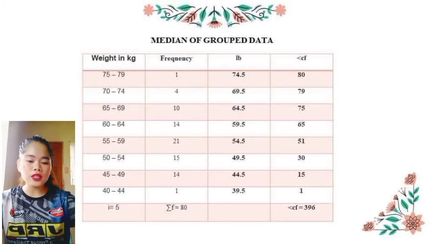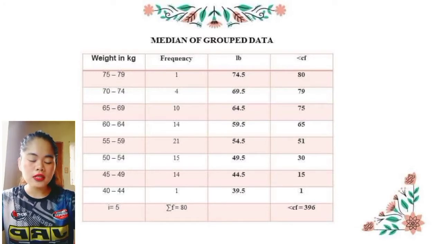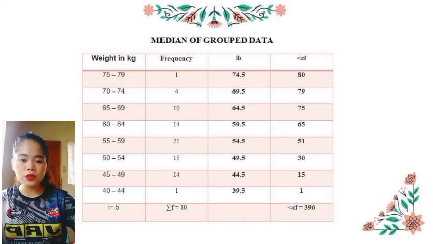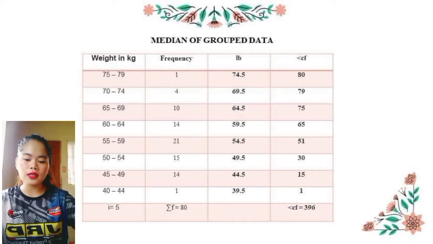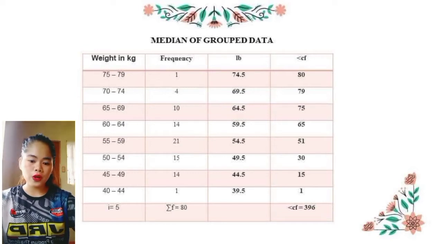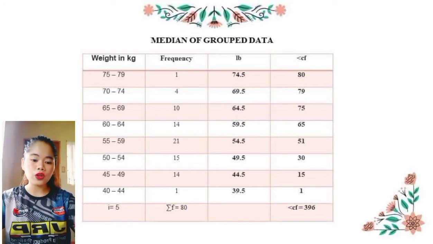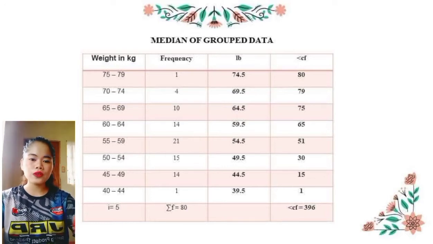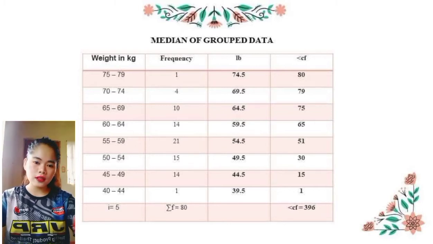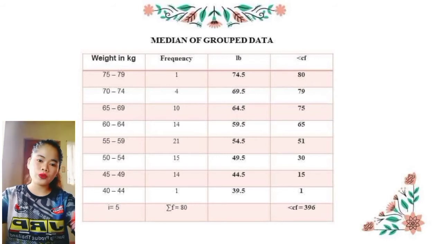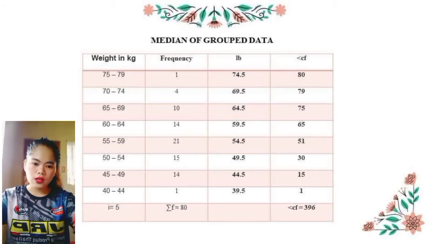So, as you can see, the top of the less than cumulative frequency is 80, which is the same number as the summation of frequency. So, that means your solution is correct. And now, the total of the less than cumulative frequency is 396. And now let's move on to the solution.